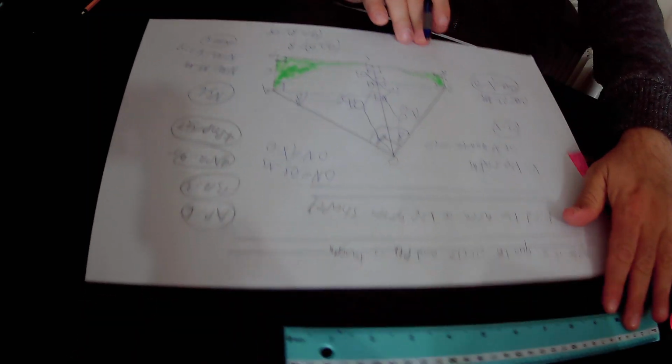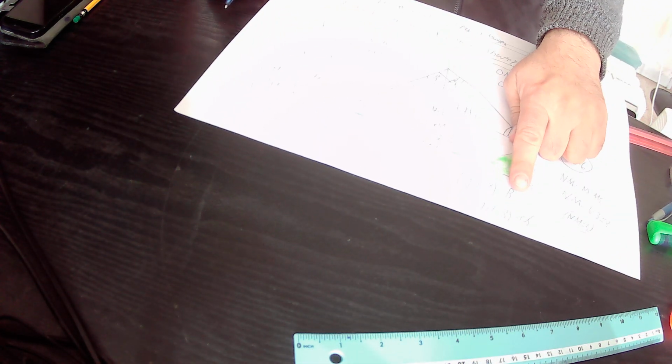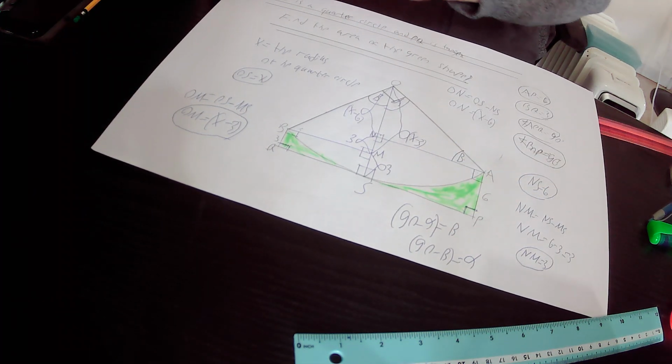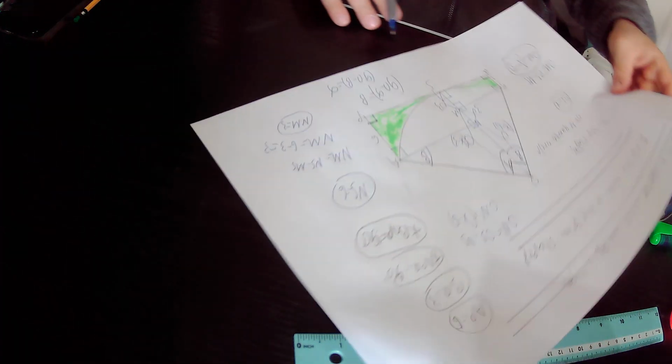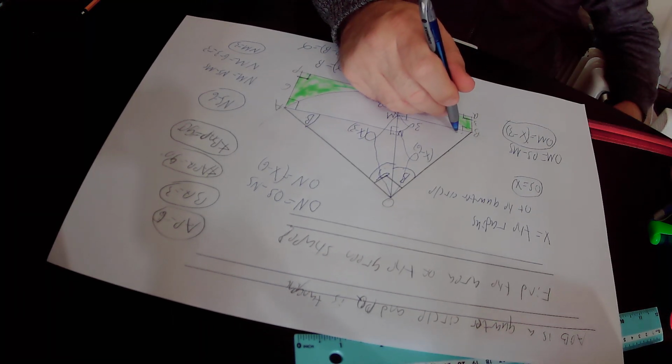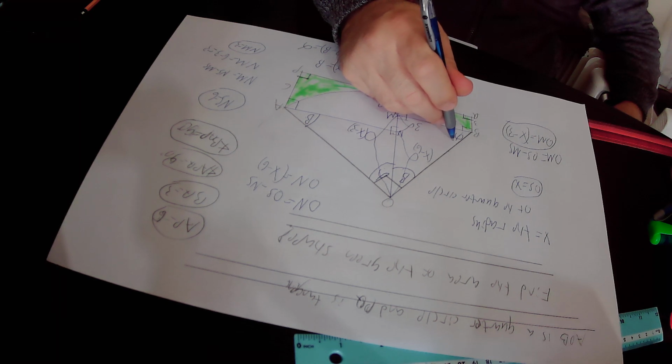Here, 90 degrees minus beta equals alpha. So the missing angle here equals alpha. Okay.